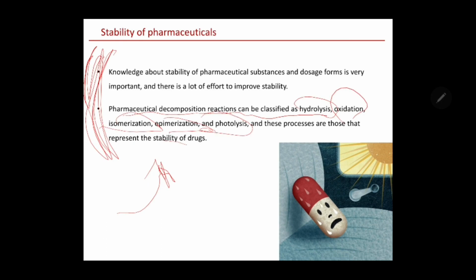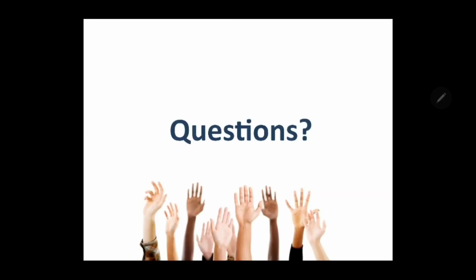And here it says pharmaceutical decomposition reactions can be classified as hydrolysis, oxidation, isomerization, epimerization, and photolysis. And these reactions are all affected by the factors that we talked about before.